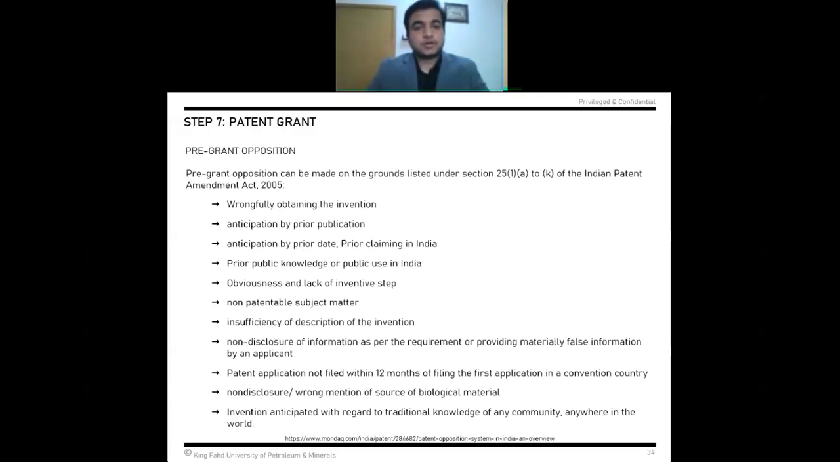If a competitor wrongfully obtained the invention from a company and went ahead and filed an invention, then the original owner can challenge the patent by filing a pre-grant opposition. Anticipation by prior publication. If a person finds that this invention is disclosed somewhere, then that person can give that documentation to the patent office and show that this application does not qualify to become a patent because there is prior art. And there are several other grounds based on which you can file a pre-grant opposition.